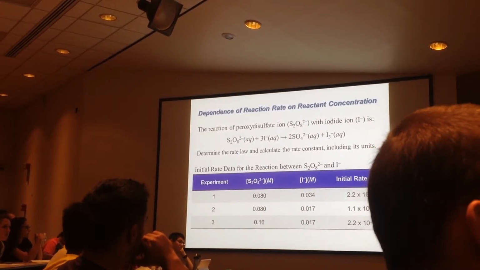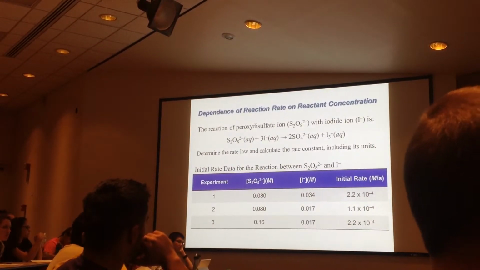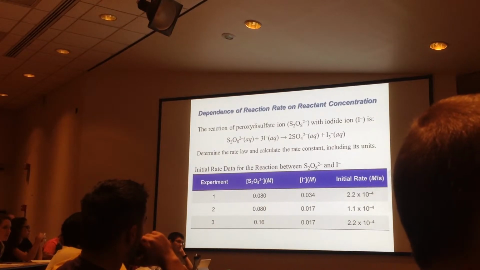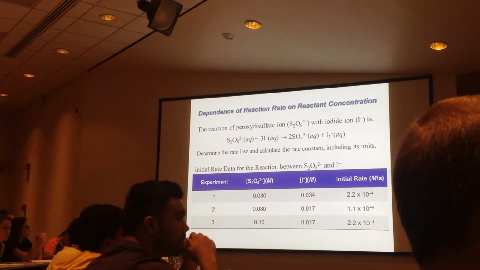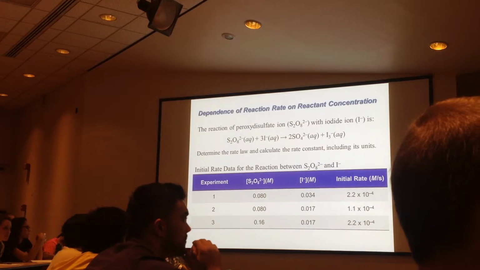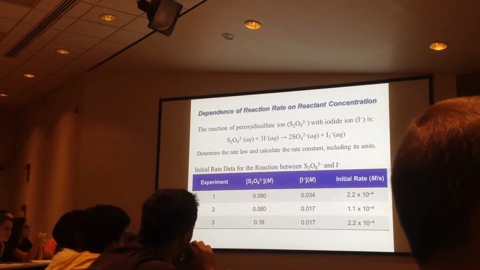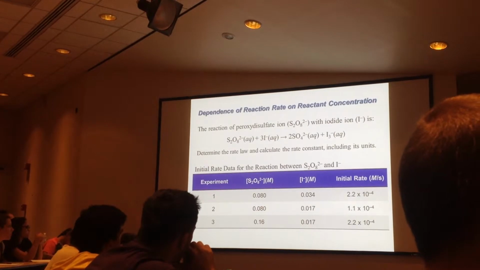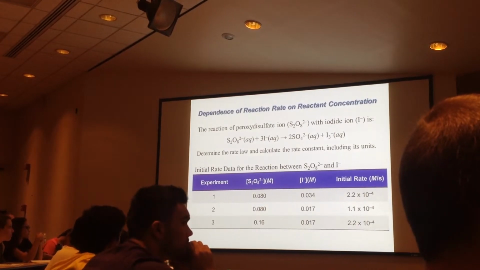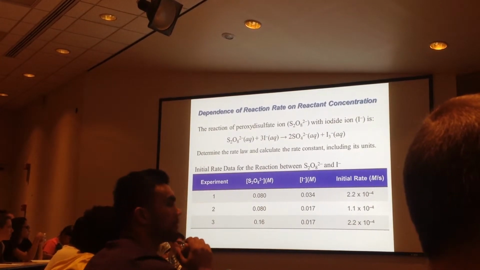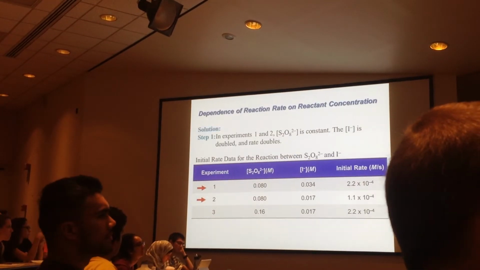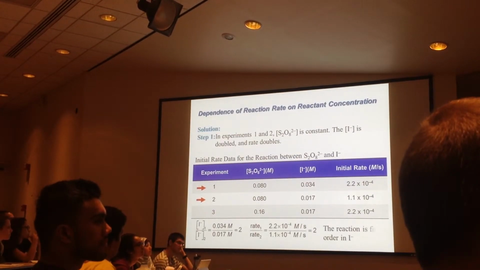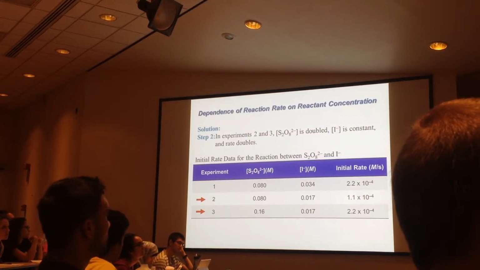Concentrations and rates. If I said, here's a reaction, here's some data, calculate K, what would be the first thing we need to do? We need to find the exponents. So let's find the exponent for X, for S2O8. Which experiments would we use? 2 and 3, because we want to find ones where I is constant. Whoops, I did it backwards. We'll do this, then we'll go back. So we'll do 2 and 3.